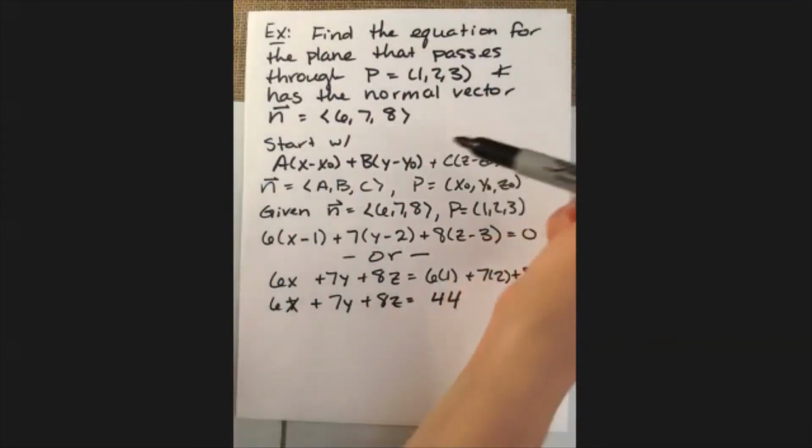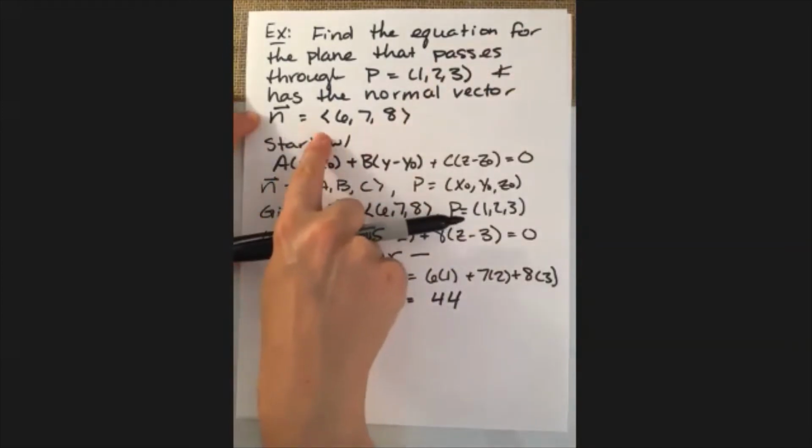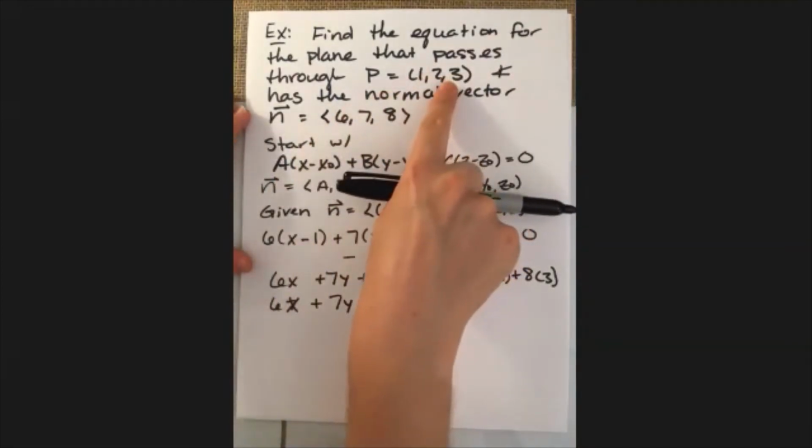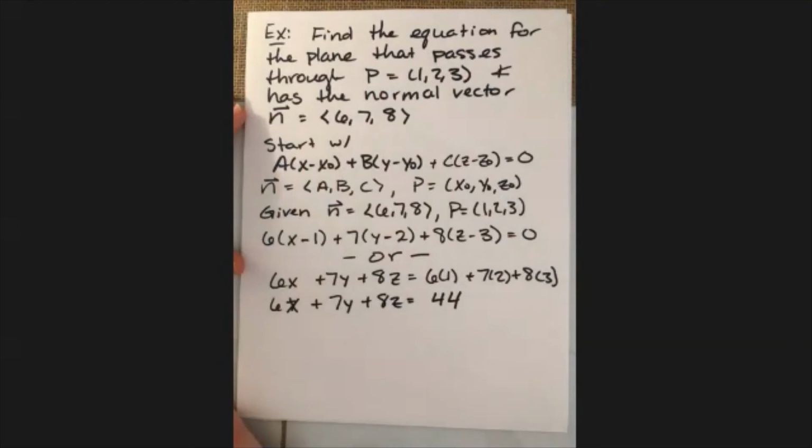So this one was fairly straightforward because we're actually already given the normal vector and the desired point. Let's look at an example that maybe we have to dig a little bit for that kind of information.